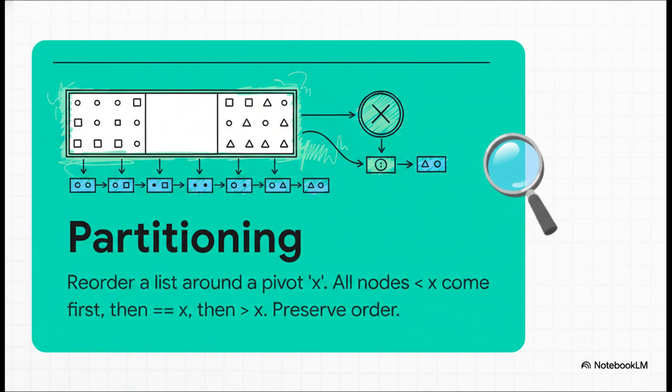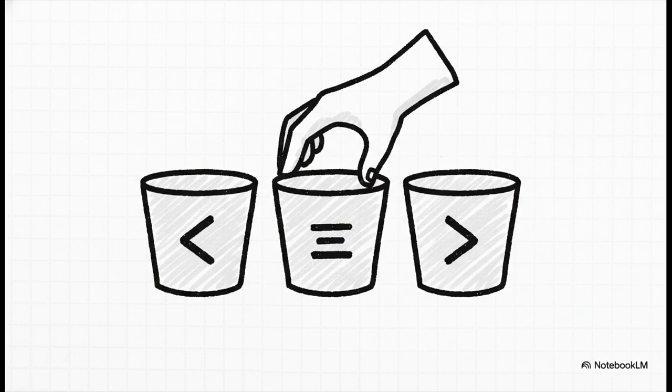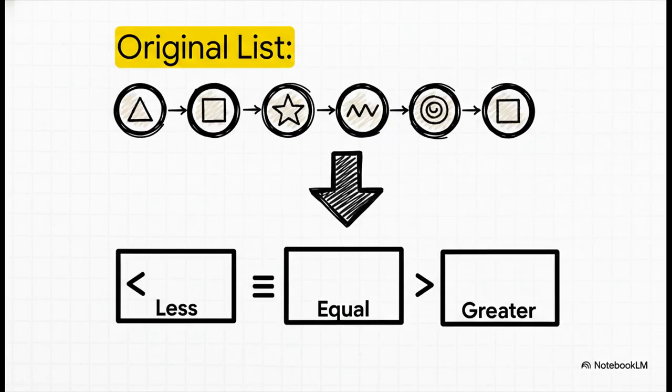Now, here's a key detail. We have to preserve the original relative order inside each of those three groups. So how in the world do we pull this off? Well, the strategy is surprisingly simple. We're going to create 3 brand new empty linked lists that will act as our buckets, one for less than, one for equal to, and one for greater than our pivot. Here's our starting line. We've got the original list up top and our 3 empty buckets waiting at the bottom.